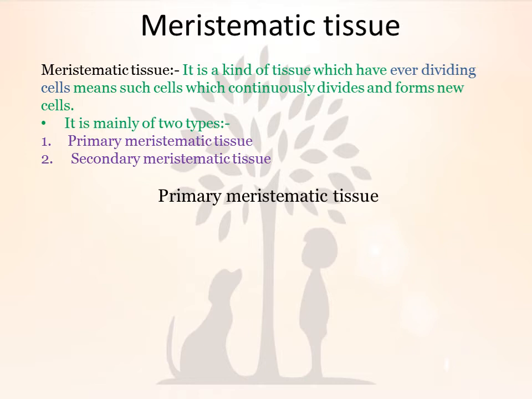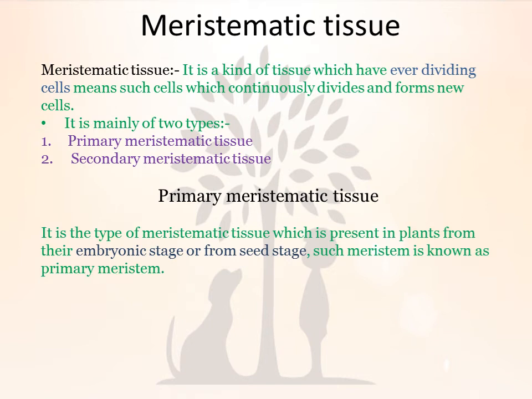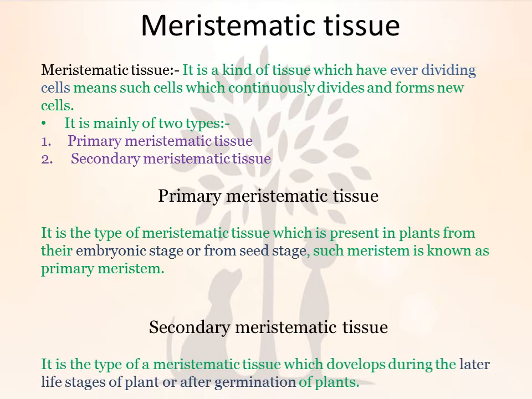Now first we will discuss primary meristematic tissue. It is the type of meristematic tissue which is present in the plant from its embryonic stage or seed stage. Such a meristem is known as primary meristem. So students, it is the type of meristem present in the plant from the embryonic stage, meaning when the plant had not yet formed, when it was inside the seed as an embryo. The meristematic tissue present during that time is called primary meristematic tissue, because it is part of the plant even before the plant forms. Secondary meristematic tissue, then, is the tissue that forms later in the plant.